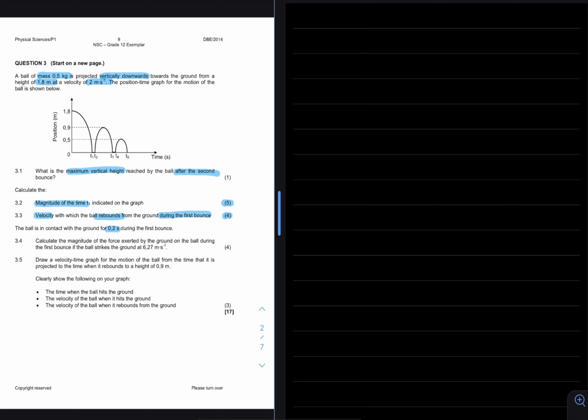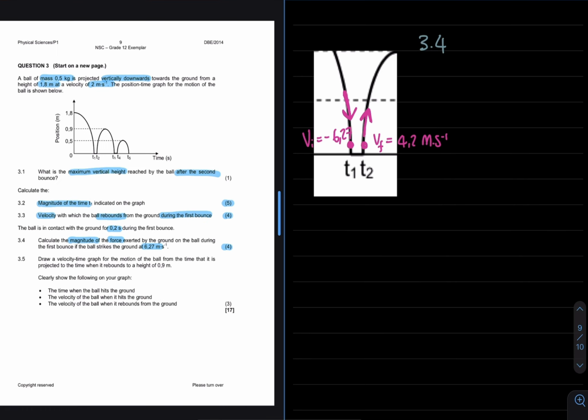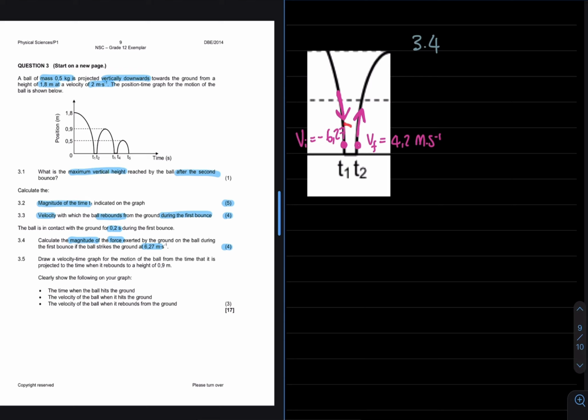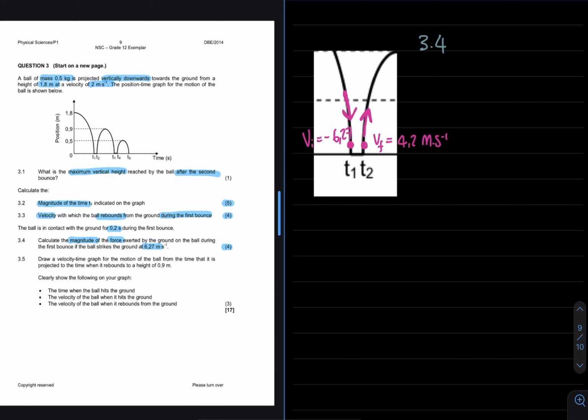3.4 then asks us, calculate the magnitude of the force exerted by the ground on the ball during the first bounce if the ball strikes the ground with 6.27 meters per second, for a total of 4 marks. In this problem, we are dealing with a change in momentum. My ball strikes the ground with an initial velocity of 6.27 meters per second and moves away from the ground with a 4.2 meters per second. And it is said that the ball is in contact with the ground with a total time of 0.2 seconds.